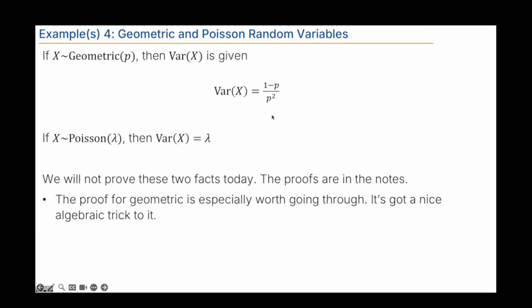All right. OK, so I had one more example from the last lecture, which was about geometric and Poisson random variables. That was that if x is geometric, then the variance, as given in the notes, is 1 minus p over p squared. And if x is Poisson, then its variance is also just the usual lambda. I'm not going to prove those. Those facts are in the notes. I think the proof for the geometric is kind of fun. It's got a nice algebra trick to it, but I don't really want to do a bunch of algebra. I want to talk about broader and more important themes.